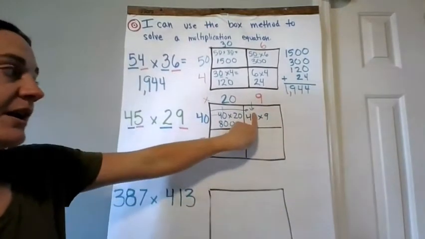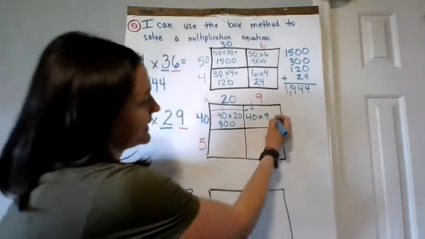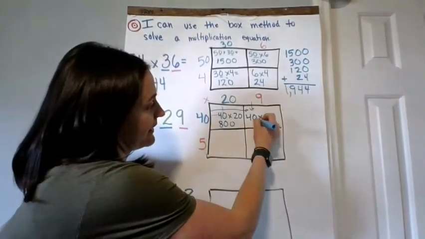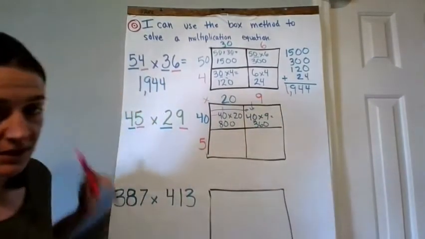I know that 4 times 9 is 36. I'm going to write my 36 and then add my 0 from my equation, 360.